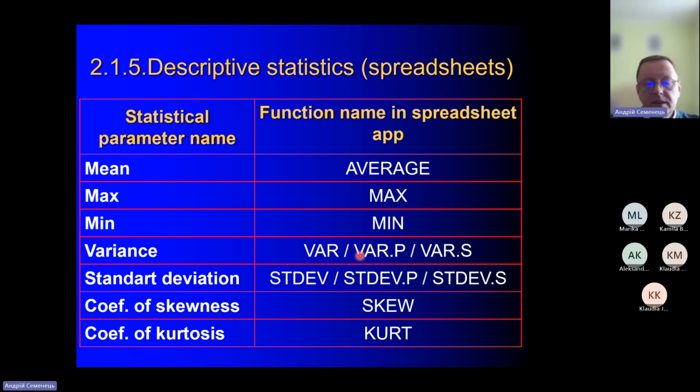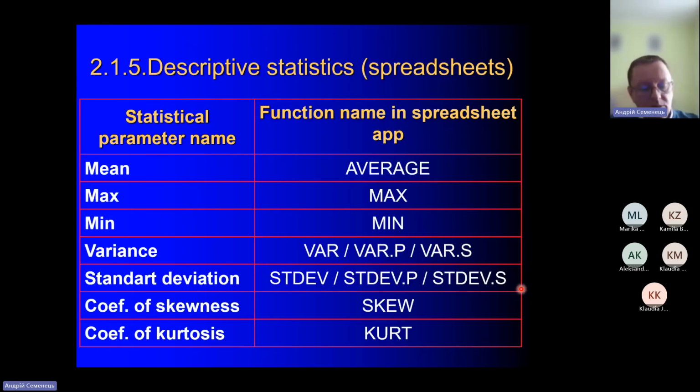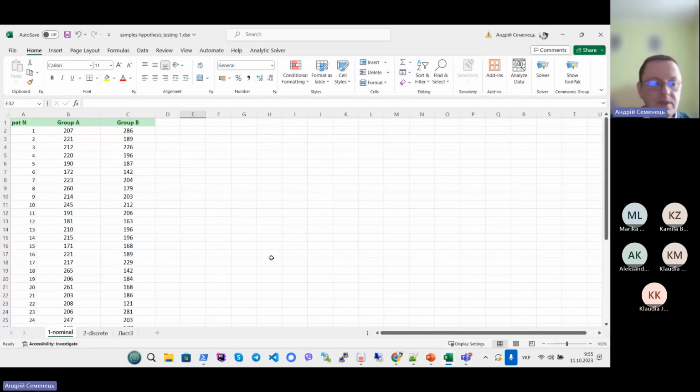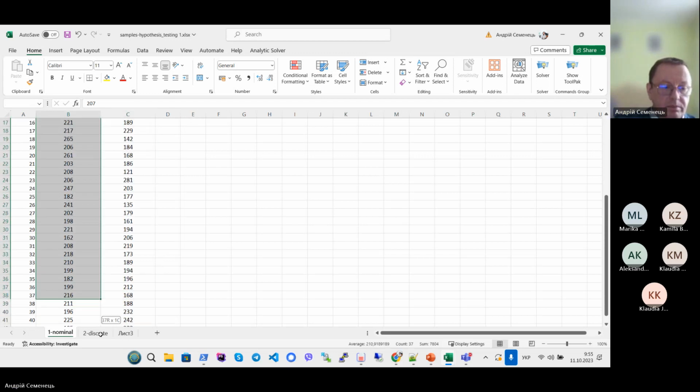Okay, and a spreadsheet makes our life much easier because it contains functions which allow you to calculate descriptive statistical characteristics, or even an automation tool to do it. Let me show you a brief example in a spreadsheet. First of all, about the data set. Here, as you can see, are two sets of the same numbers.